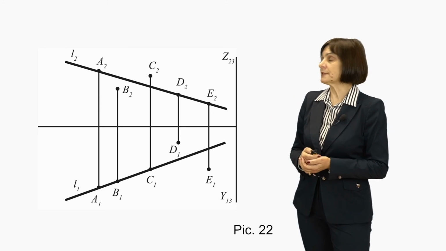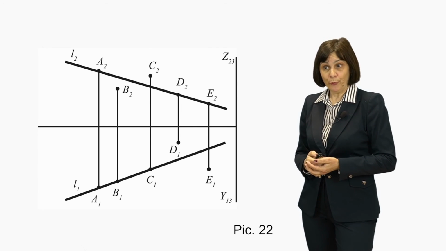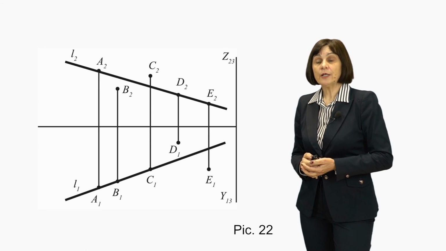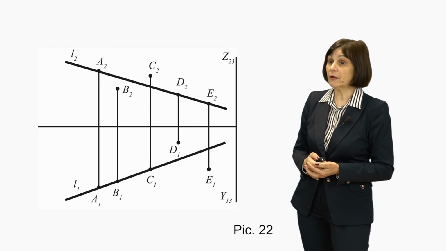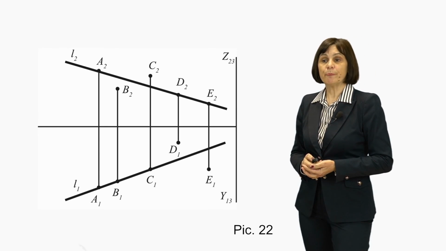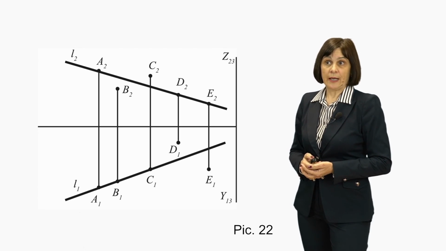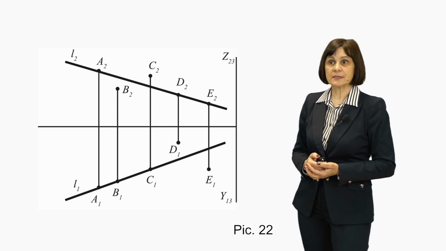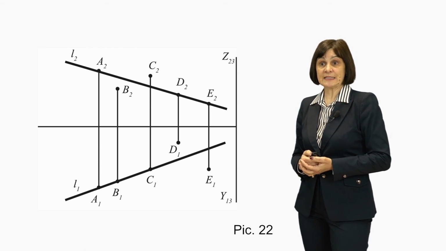And the last point, point E. The projection of point E is located on the projection of the line on the frontal plane and doesn't belong to the projection of the line on horizontal plane. On horizontal plane, the point is located below and to the right of the line. For us, this means that the point does not belong to the line and is in front of the line in space.